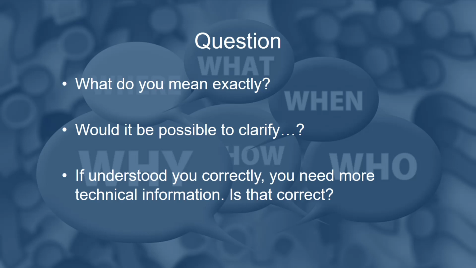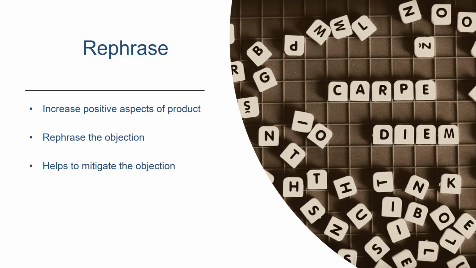So you could ask, what do you mean exactly? Would it be possible to clarify on what you stated? Or if I understood you correctly, you need more technical information. Is that correct? Here again, you make the customer talk and give you more information. And when they do that, possibly they'll find the answer to their own objection and will be satisfied with that. Okay? So another one is to rephrase. Here you rephrase, you increase your positive aspects of the product.